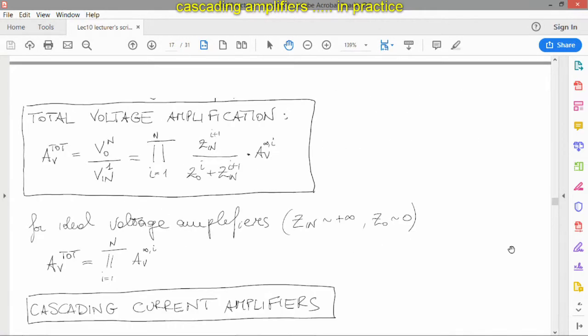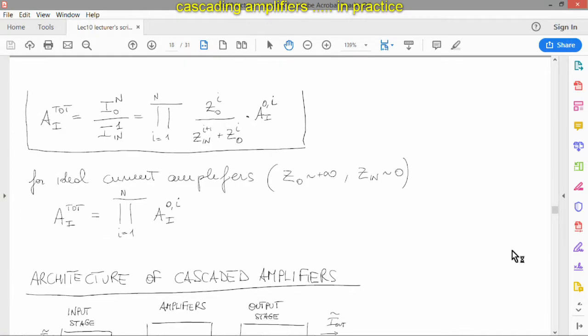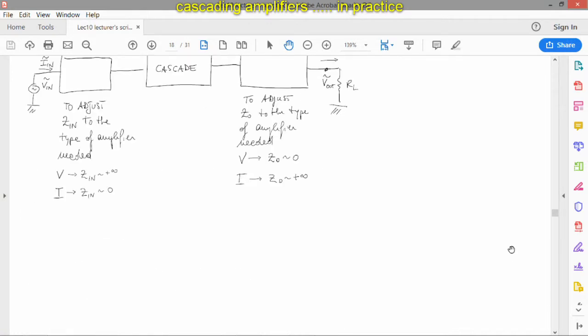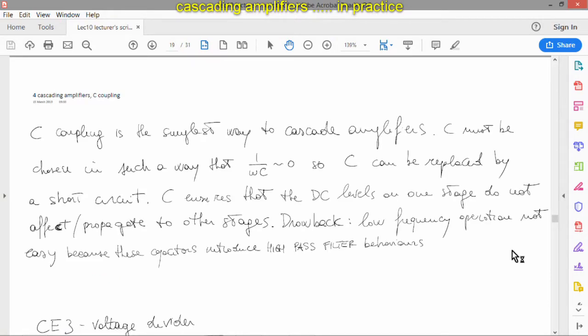So we've discussed cascading voltage and current amplifiers. So I wanted just to briefly mention this again. As I said, you will find all these, if you are curious, in these notes I'll give you. So how can we now cascade amplifiers? We've seen the common emitter. What if you wanted to cascade them? So the easiest thing to do is to use the C-coupling method.